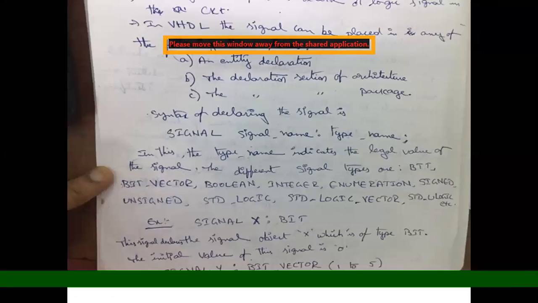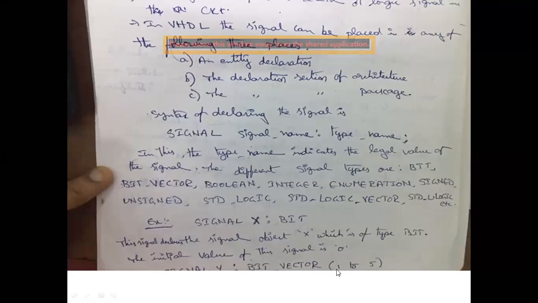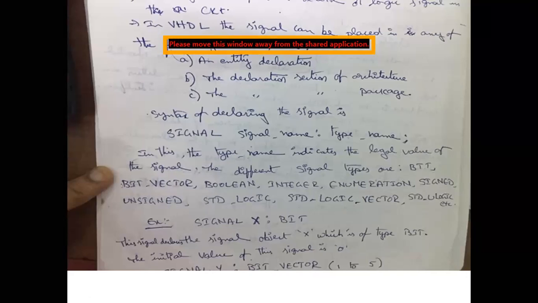So in the first example, that is 1 to 5, 1 is called the lowest limit, and 5 is called the highest limit. So this 1 is called lowest limit or lowest index. Similarly, 5 is called highest limit or highest index.